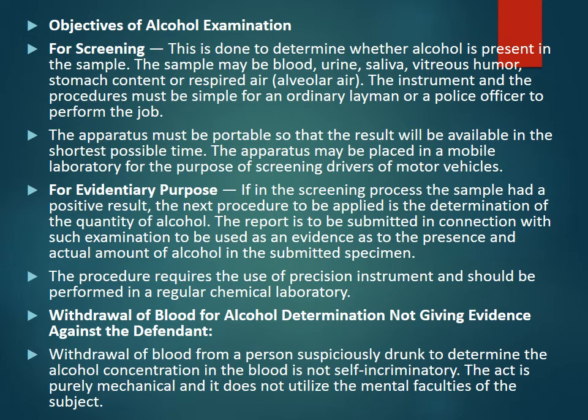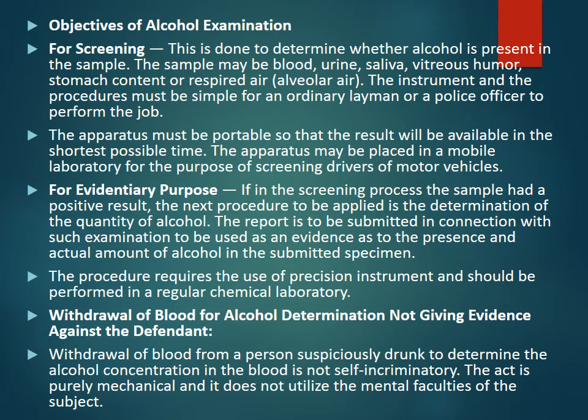Next is for evidentiary purpose. If in the screening process, the sample had a positive result, the next procedure to be applied is the determination of the quantity of alcohol. The report to be submitted in connection with such examination is to be used as evidence as to the presence and actual amount of alcohol in the submitted specimen. Okay, this is very important because this evidence can be used in the court trial. Next, the procedure requires the use of precision instruments and should be performed in a regular chemical laboratory.